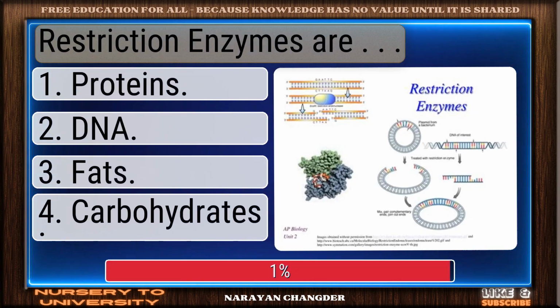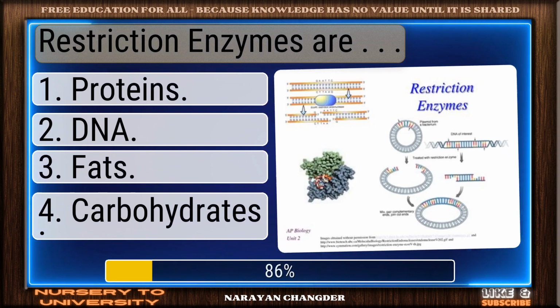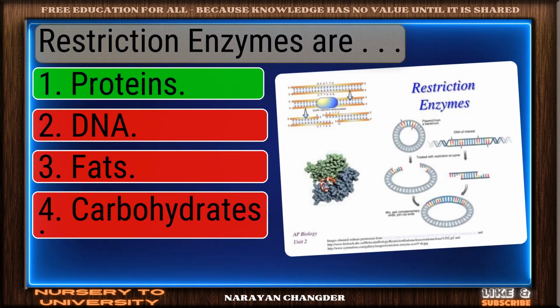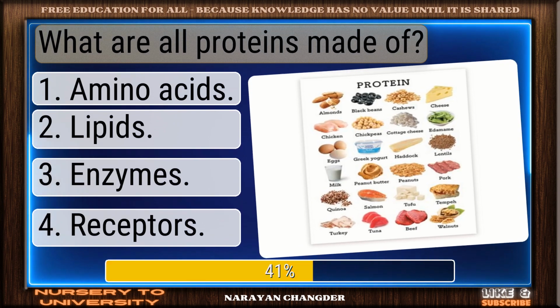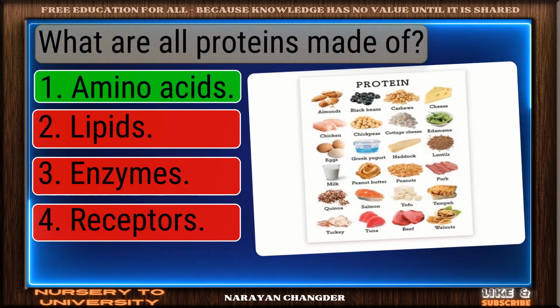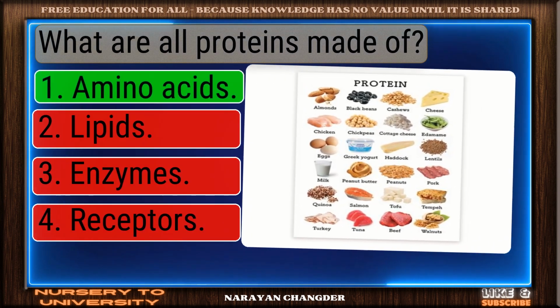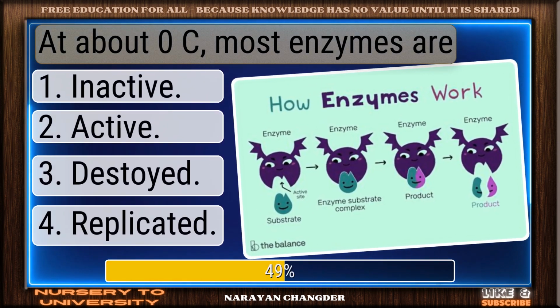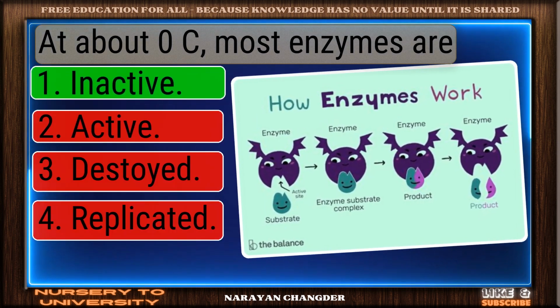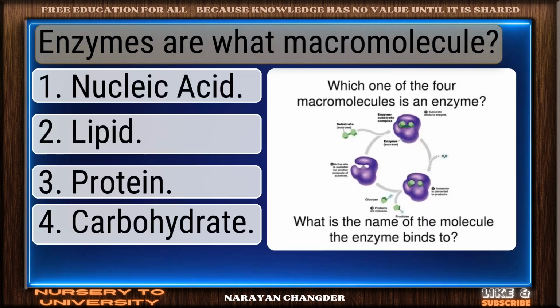Restriction enzymes are. Bravo. Proteins is the answer. What are all proteins made of? Well picked. Amino acids is correct. At about 0 C, most enzymes are. Nice work. Inactive fits perfectly.